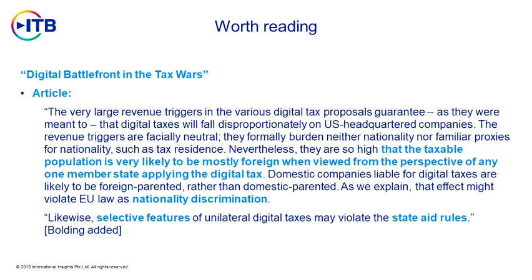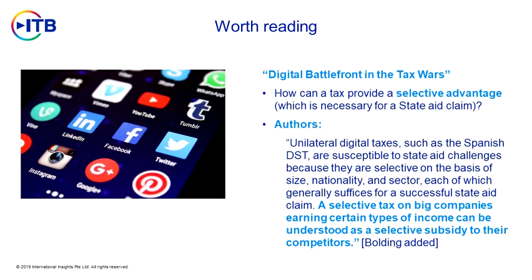Likewise, selective features of unilateral digital taxes may violate the state aid rules. Now, you might be wondering how a tax can provide a selective advantage, which is necessary for a state aid claim. The authors explain it in this way. Unilateral digital taxes, such as the Spanish DST, are susceptible to state aid challenges because they are selective on the basis of size, nationality, and sector, each of which generally suffices for a successful state aid claim. A selective tax on big companies earning certain types of income can be understood as a selective subsidy to their competitors.